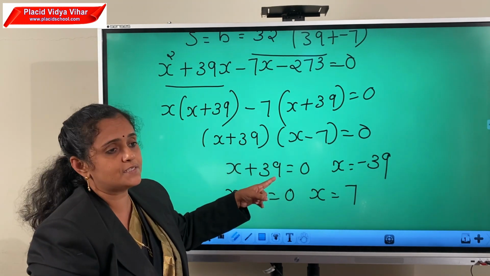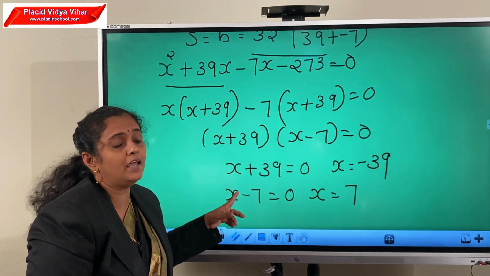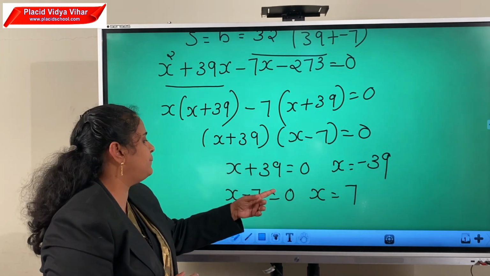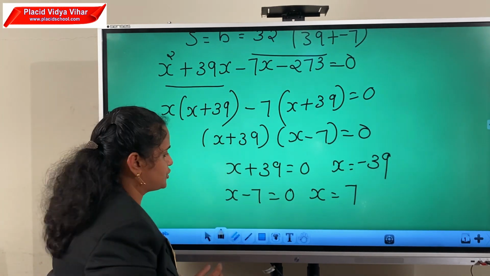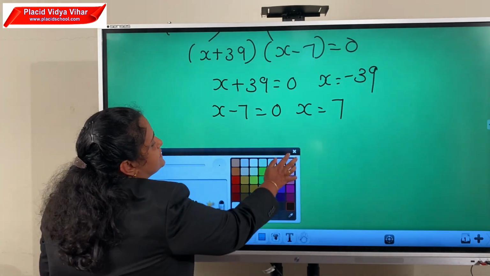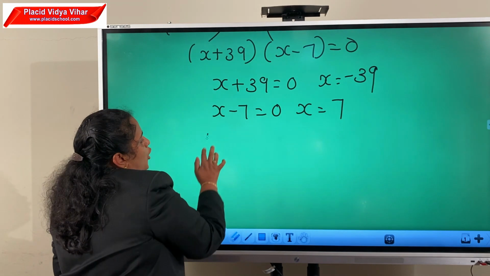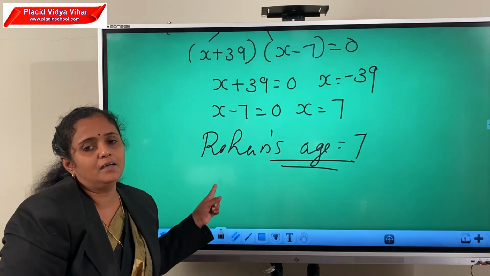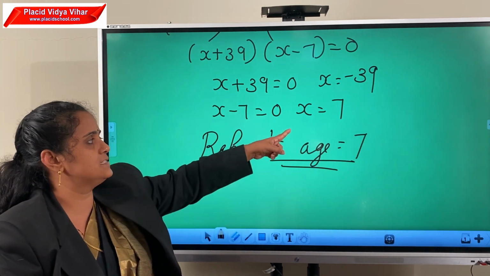Then what is this question? In this question we have to find Rohan's age. We know that age is not a negative value. That means we can take the value of x is equal to 7. That means Rohan's present age is equal to 7. Then we got the answer. Rohan's present age is equal to 7.